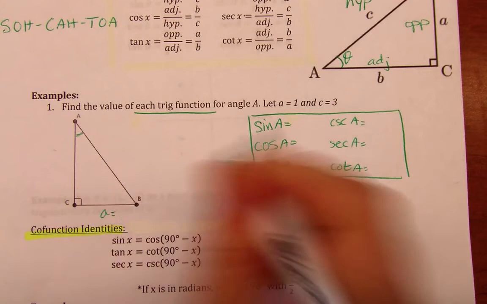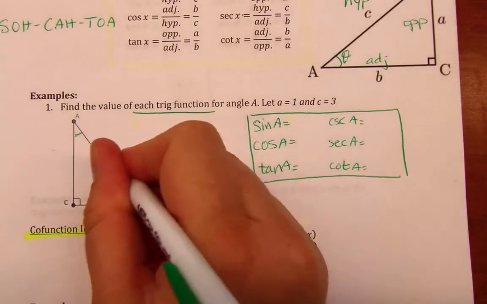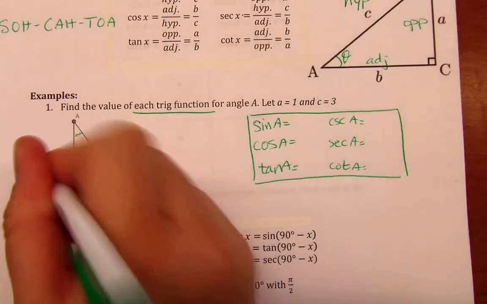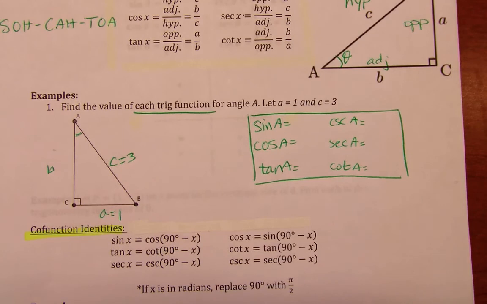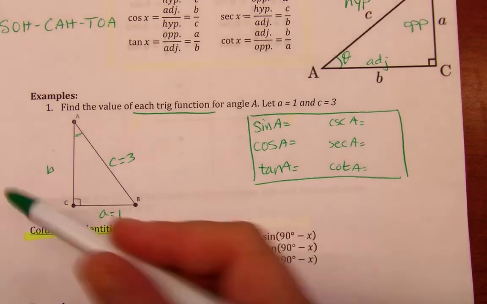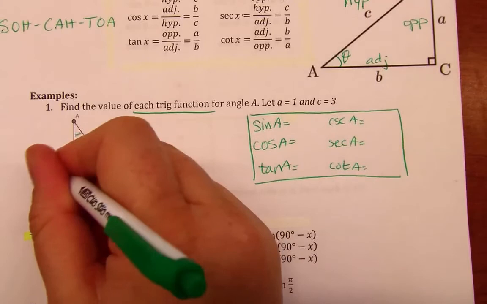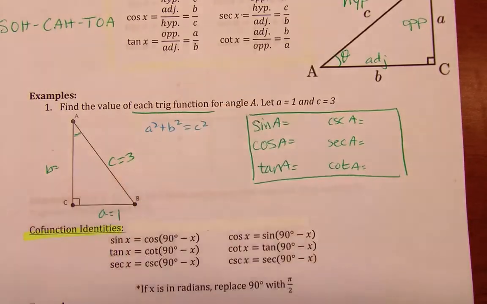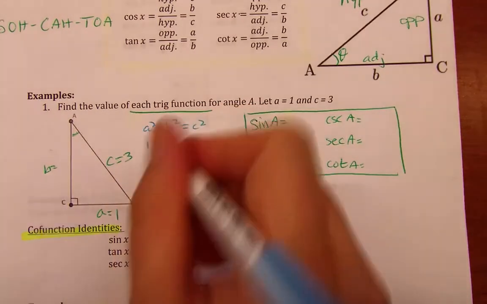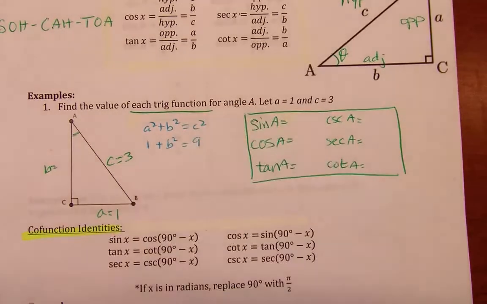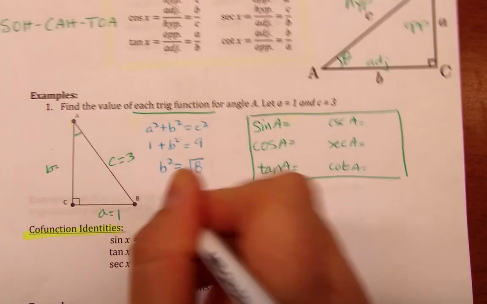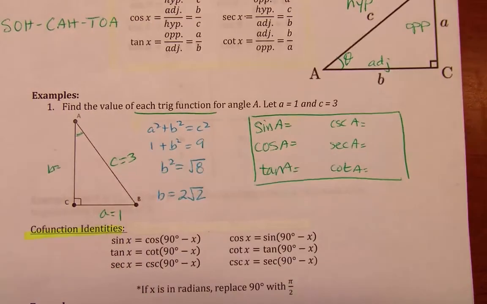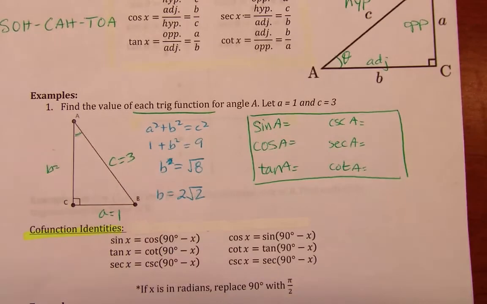So we know that side A is equal to 1, and side C is equal to 3, and this is side B. Now we know angle C, so let's fill in what we know. Before I do that, we can solve for side B using the Pythagorean Theorem. Remember that's a squared plus b squared equals c squared. So 1 plus b squared equals 9, so b squared equals 8 and b equals 2 root 2, or b equals root 8. Okay. So we know what b is now.